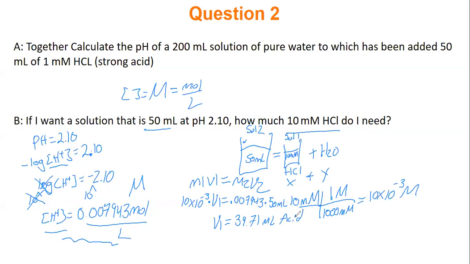But if you're in a lab setting, what you would do is you would take this 39.71 and you would add that to water until you get to 50. So that would be 10.29 milliliters of water. In total, you'd get a solution that's 50 milliliters at the molarity that we calculated, which would be at a pH of 2.10. So in a lab setting, that's how you make a solution with different pHs.